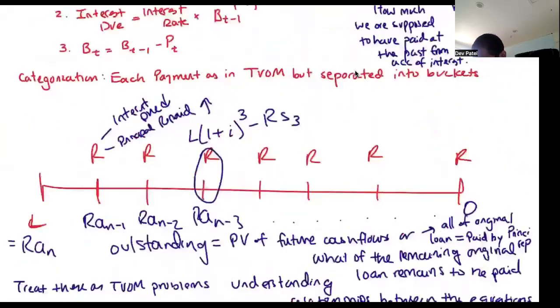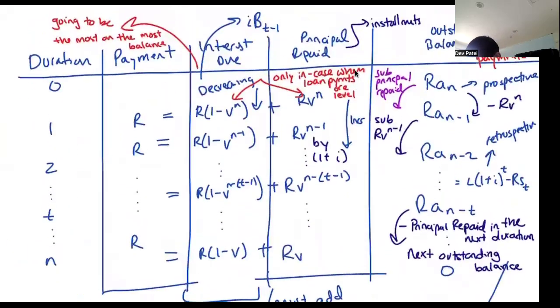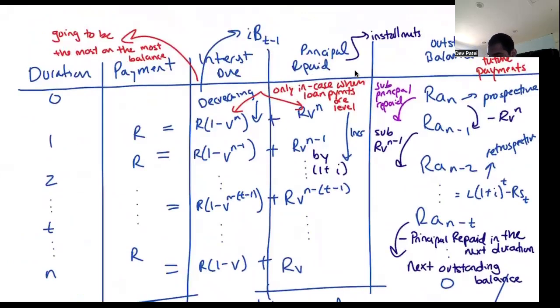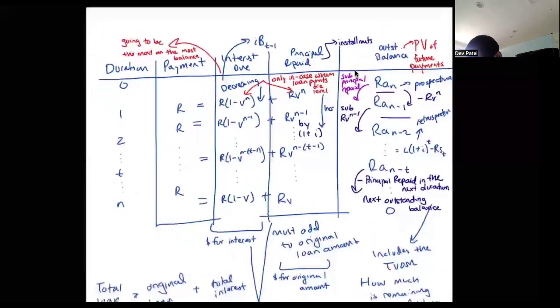And so that's that. We covered that. And then a pattern for this is that the outstanding balance at the next time step is always going to be reduced by the principal repaid. So from R a-angle-n to R a-angle-n minus 1, you're going to be subtracting the principal repaid for duration 1, so you're subtracting R v^n. Then on the next time step, you're going to be subtracting R v^(n-1), then R v^(n-2), and so on. And so yeah, we went over that.